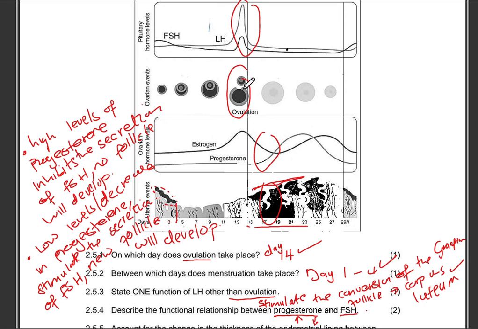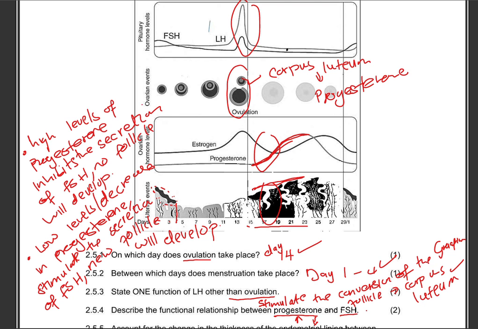LH will stimulate ovulation to take place. Hence, we are seeing the high levels of LH around day 13, day 14. Also, LH will stimulate the conversion of the Graafian follicle into a corpus luteum. This corpus luteum is then going to start secreting the hormone progesterone. When it secretes this hormone directly into the blood, the levels of progesterone in the blood increase. Hence, we can see high levels of progesterone in the blood just after day 14. Those high levels of progesterone stimulate an increase in the thickness of the endometrium.